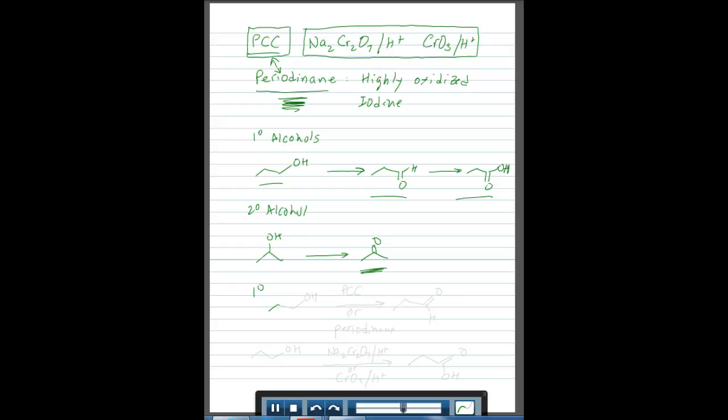Okay? To stop at the aldehyde, if you want to stop the oxidation at the aldehyde, let's say you want the aldehyde compound, you either use the PCC or the periodinane. These are not that strong of an oxidizing agent. They're strong enough to stop it at the aldehyde. So for primary alcohols, PCC or periodinane, I don't care which one, I will use both of them.